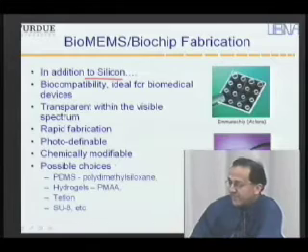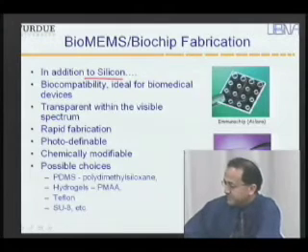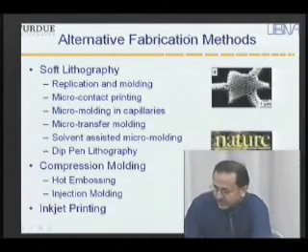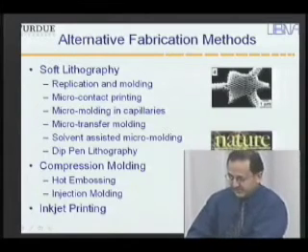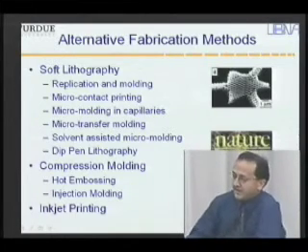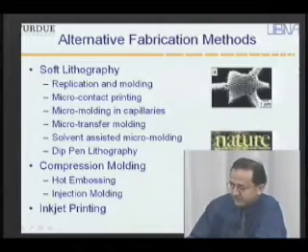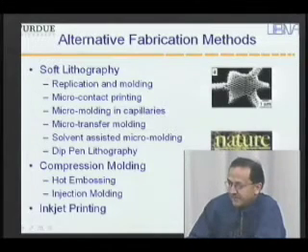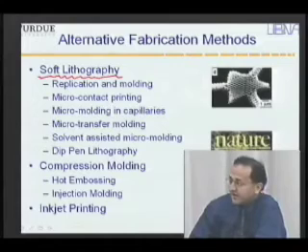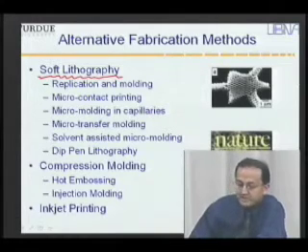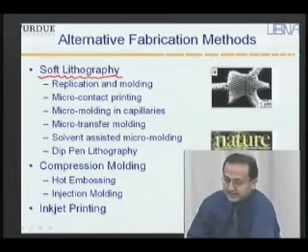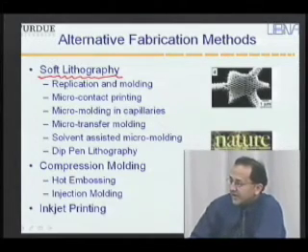So let me talk about some alternative fabrication methods that are used in this BioMEMS area, and I'll briefly go through all of these. This area is often called soft lithography, which really comes from Whitesides' group, and the idea of using soft material to do lithography. In this case the lithography is not really done by light, but rather by some soft material. You can broadly categorize these non-silicon fabrication techniques into three methods: soft lithography, compression molding, and inkjet printing.